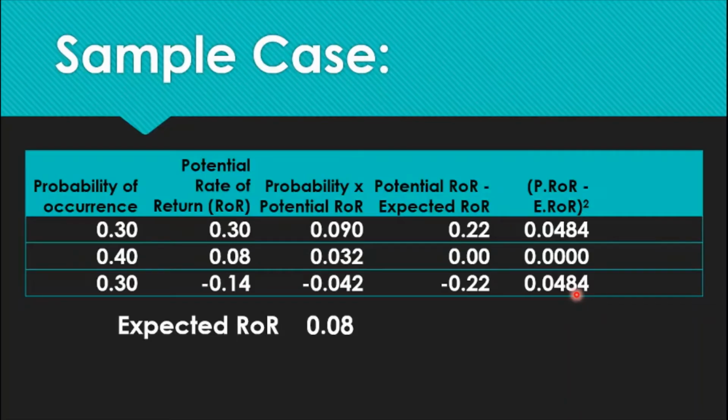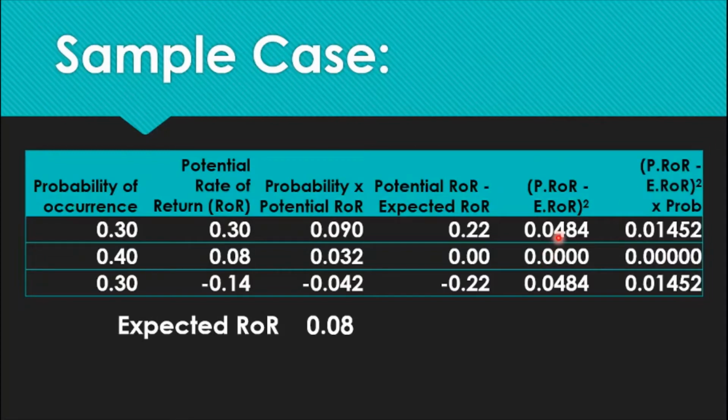Now that we have this, we are going to take the average. So to take the average, we need to multiply each item by the probability of occurrence. So again, that's 0.30 times 0.0484. That's 0.01452. 0.40 times 0 is 0. And 0.30 times 0.0484 is also 0.01452.